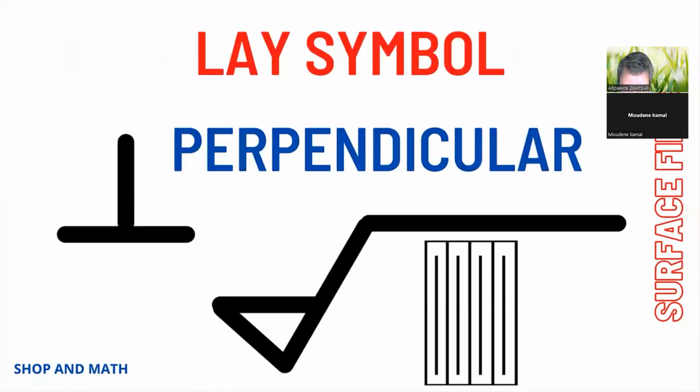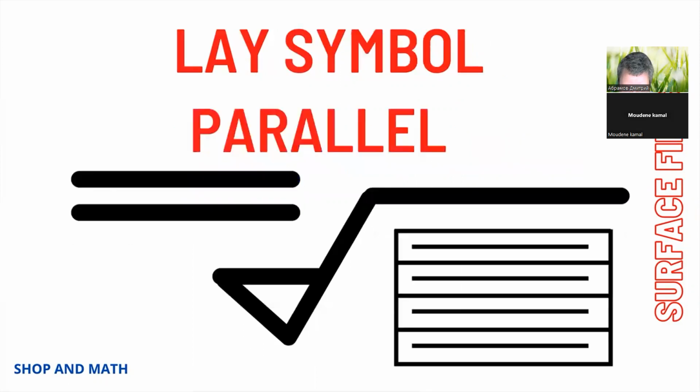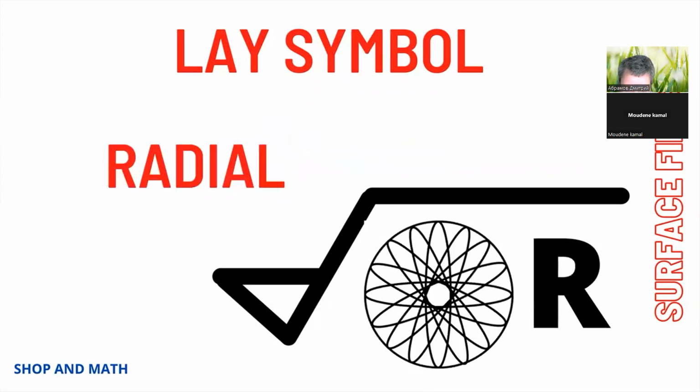Lay symbol perpendicular. Lay perpendicular to the line representing the surface to which the symbol is applied. Lay symbol parallel. Lay parallel to the line representing the surface to which the symbol is applied. Lay symbol radial. Lay approximately radial relative to the center of the surface to which the symbol is applied. A lot of older tradesmen will refer to this as a Blanchard ground symbol.